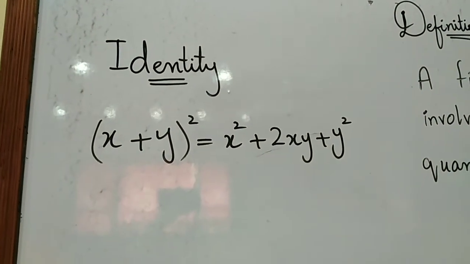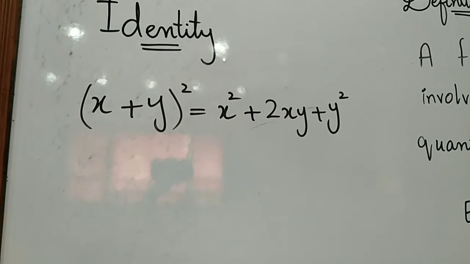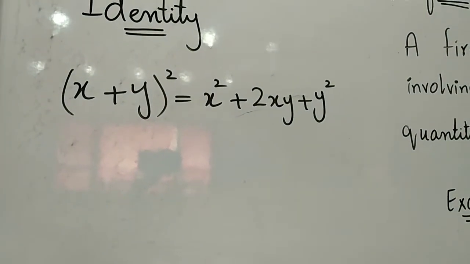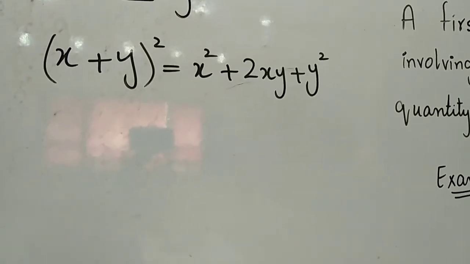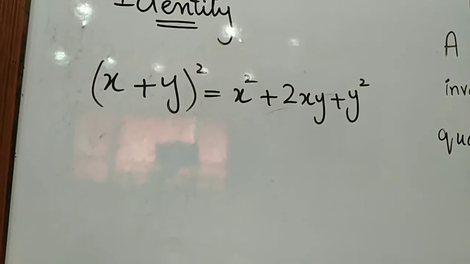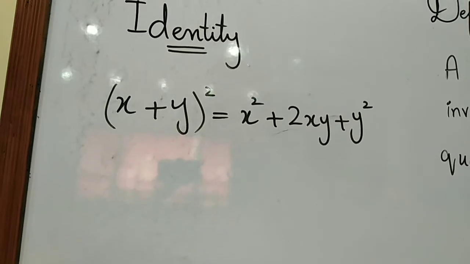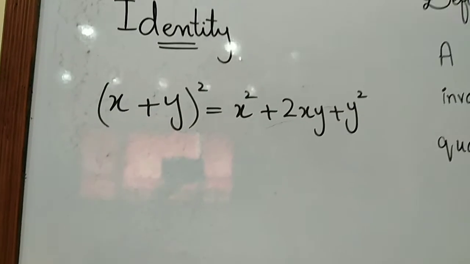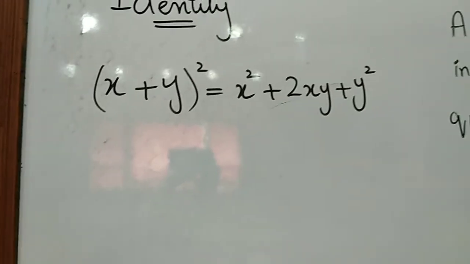But some equations are said to be identities. The two sides of this equation will always remain equal, whatever the values of x and y. So this equation is referred to as an identity. For example, if we substitute x equal to 3 and y equal to 2, our equation will remain the same on the left hand side and on the right hand side.